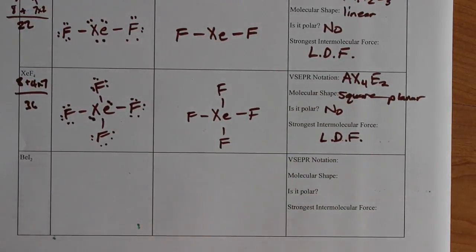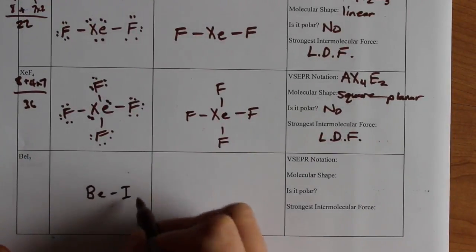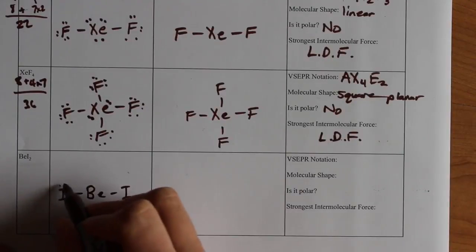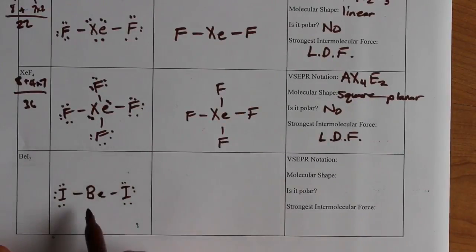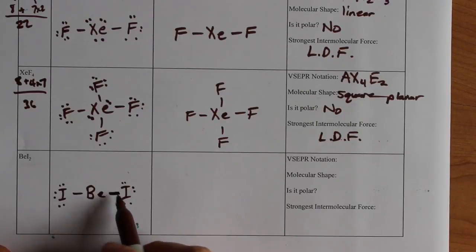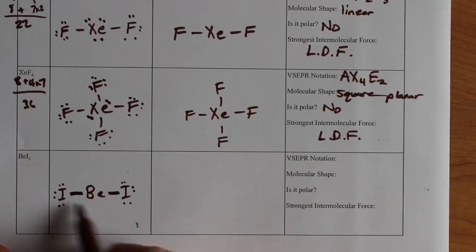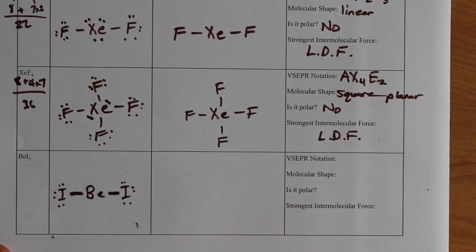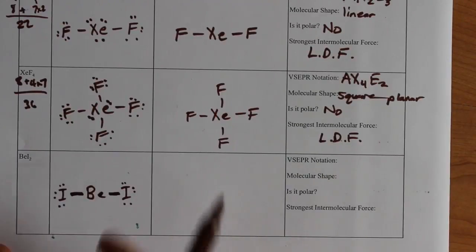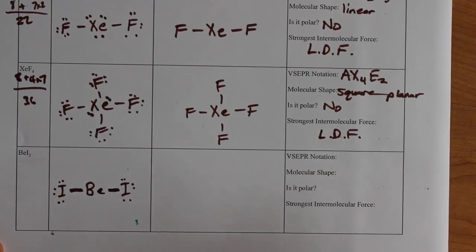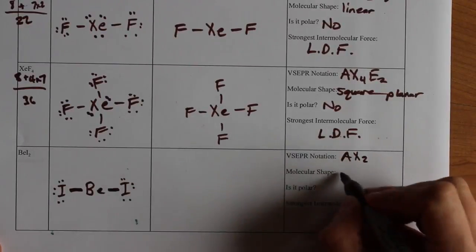Okay, BeI2. Beryllium is one of the exceptions to the octet rule in that it doesn't quite need 8. In fact, beryllium is perfectly happy with just 4 electrons. It brought 2, and each iodine brought 7, so they share to make a covalent bond, and this is it. Even though beryllium doesn't have the full octet, this is the Lewis structure. This is AX2, just 2 atoms.